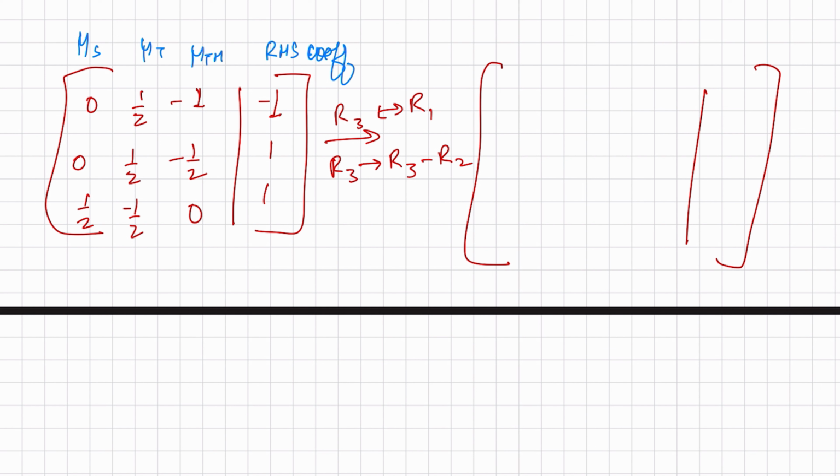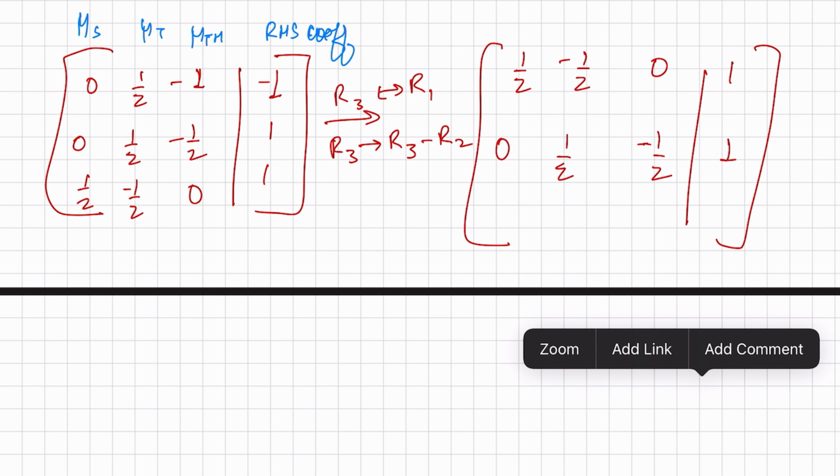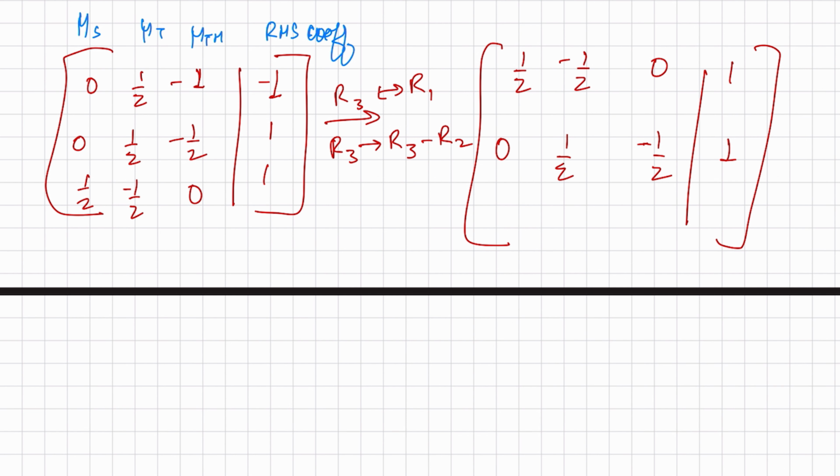0, half, minus half, 1. Row 2 stays as it is. Then row 3 and row 1 interchange, so half, minus half, 0, 1. And then row 3, let's just keep it simple. Let's just first interchange stuff. Becomes equal to 0, half, minus 1, minus 1.